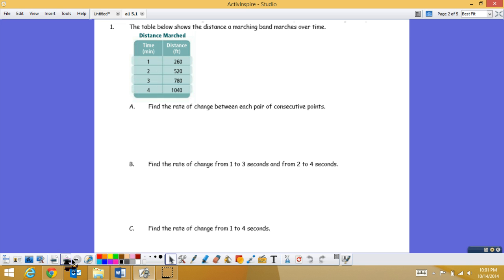This table shows the distance that a marching band marches over time. So after 1 second, they've marched 260 feet. After 2 seconds, 520 feet. After 3 seconds, 780 feet. And after 4 seconds, 1,040 feet for the total.